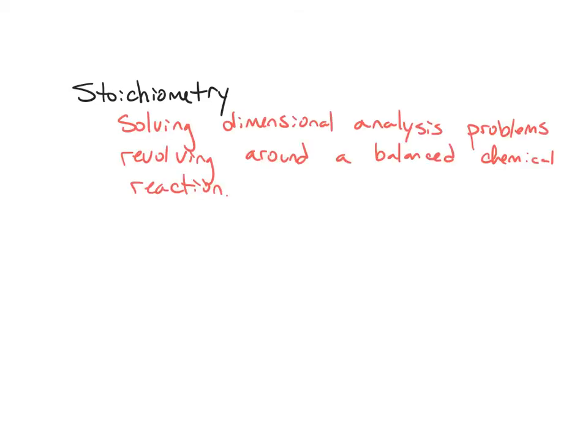Hey everybody, this is the first of a series of video lessons for regular chemistry covering the topic of stoichiometry. Stoichiometry is a really big word, but it doesn't need to be that difficult of a concept. In fact, it's nothing more than simple dimensional analysis. But what makes stoichiometry unique is that it's dimensional analysis revolving around a balanced chemical reaction. So the most important part of stoichiometry, and what makes stoichiometry, is the balanced chemical reaction.